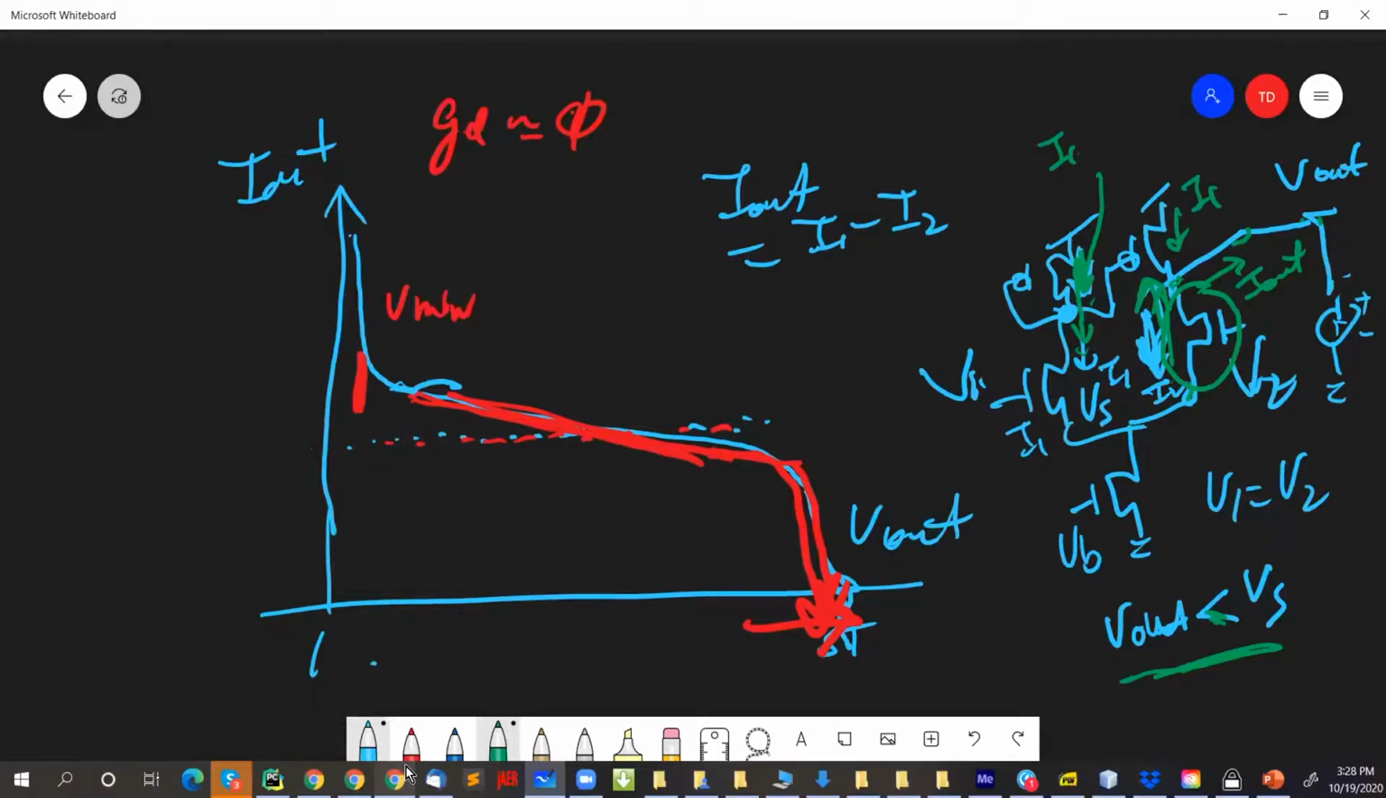So do you guys understand that? And that's why you see this huge current. It's because the current now is flowing the other way.